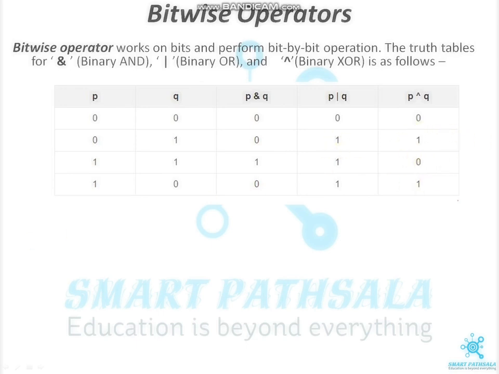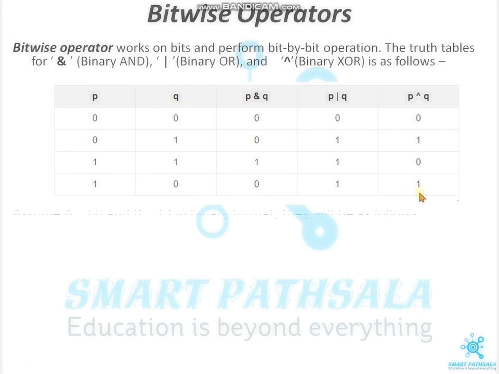Next, if P equal to 1 and Q equal to 1, then P and Q will be 1, P or Q will be 1 again, and P XOR Q will be 0. Next, if P equal to 1, Q equal to 0, P and Q will be 1, P or Q will be 1, and again P XOR Q will be 1.